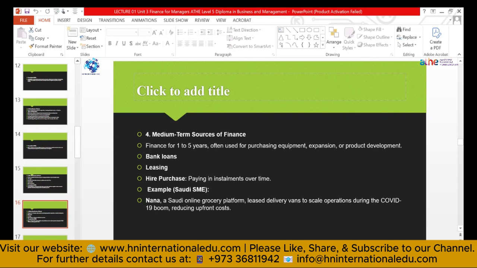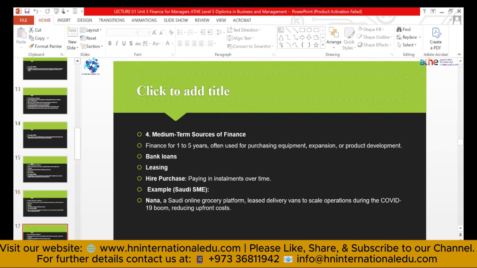For example, Nana, a Saudi online grocery platform, leased delivery vans to scale operations during the COVID-19 boom, reducing the upfront costs. That is, the frontline costs are going to reduce because of this.